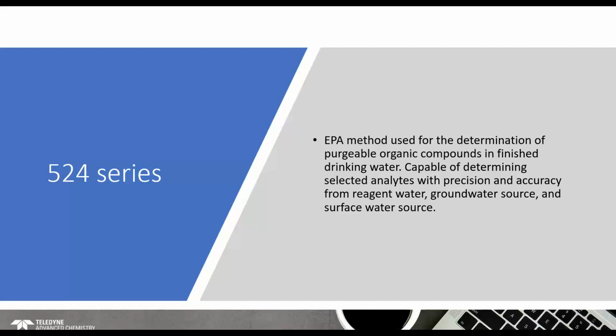So what is the EPA 524 series? There are a set of EPA methods used for the determination of purgeable organic compounds in finished drinking water. It's capable of determining selected analytes with precision and accuracy from reagent water, groundwater, and surface water sources. This series is commonly used in water quality laboratories to monitor targeted compounds within related matrices or sources.